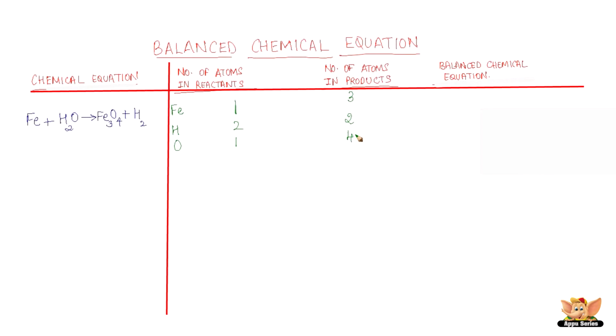Let's start with oxygen. Now, why oxygen first? It could actually be any element, but it would be easier if you start with the element having the maximum number of atoms. Here, oxygen has 4 atoms, which is maximum, so we start with oxygen. We need 4 atoms of oxygen on the reactant side.